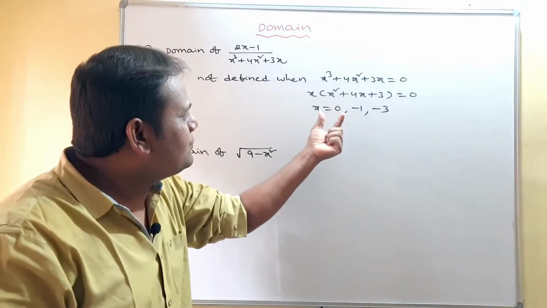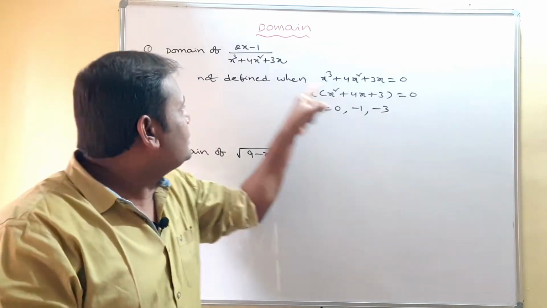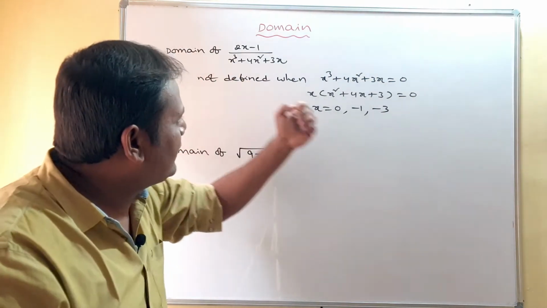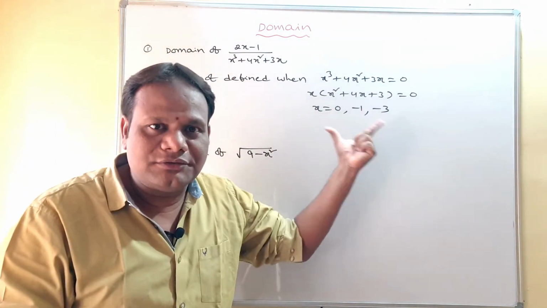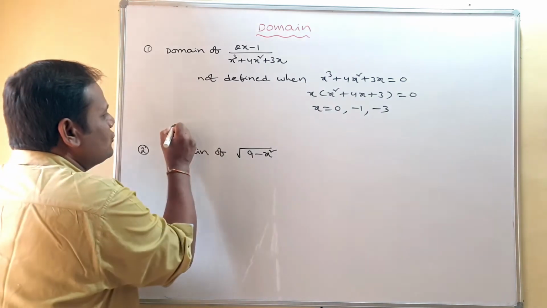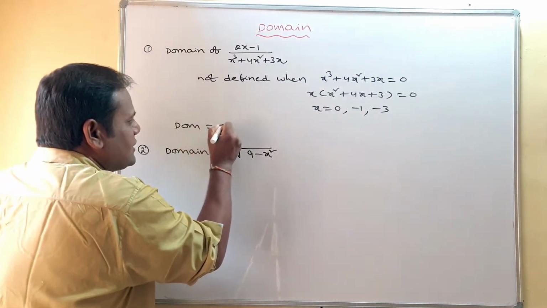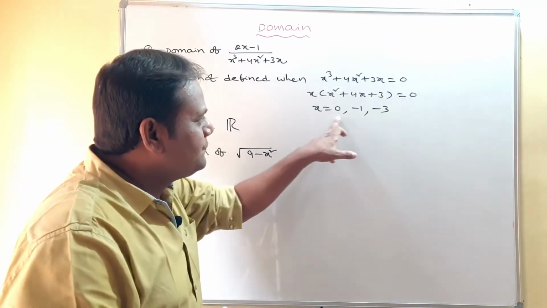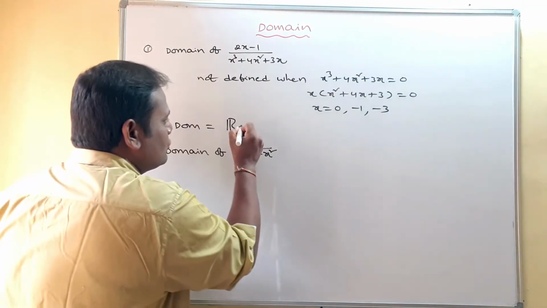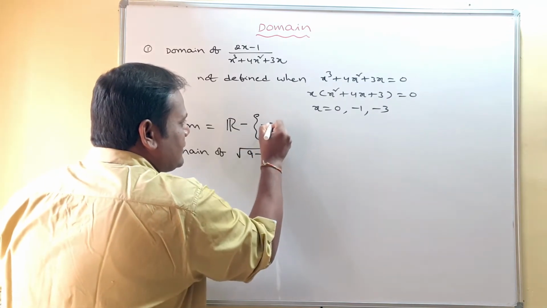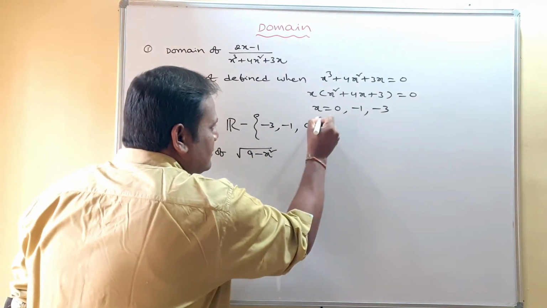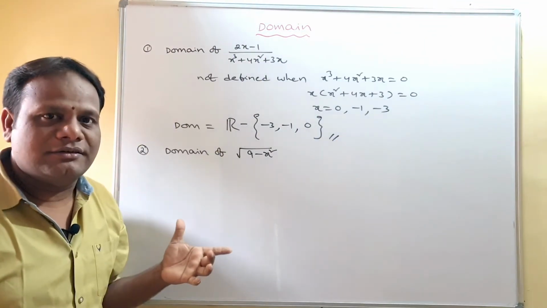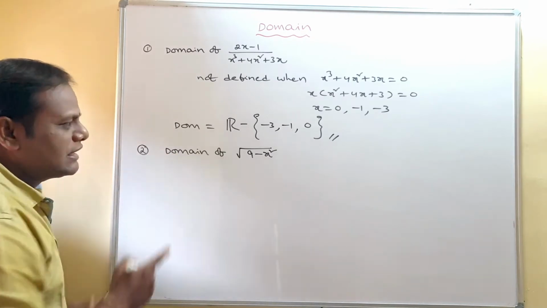So at these values, is this function defined? No, this function is not defined at these 3 values. So can you tell the domain of the function? The entire real number set except these 3 values. So R minus the set containing minus 3, minus 1 and 0. This is the domain of this function. Is it clear? Coming to the second one.